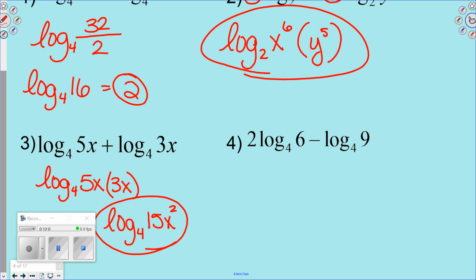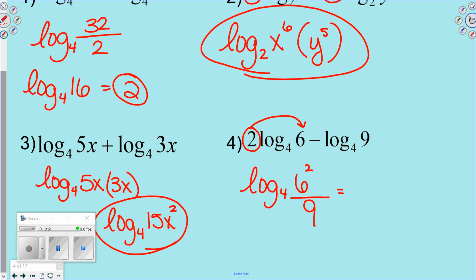Doesn't multiply by the 6. It's an exponent. So I'm going to write down log base 4. I'll go one step at a time just so you can see what I'm doing. But the number in front comes back as an exponent. So that's 6 squared. Minus implies division. And that's just a 9.